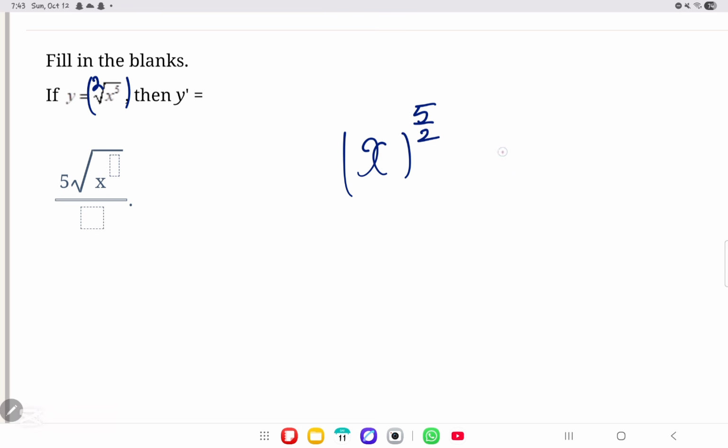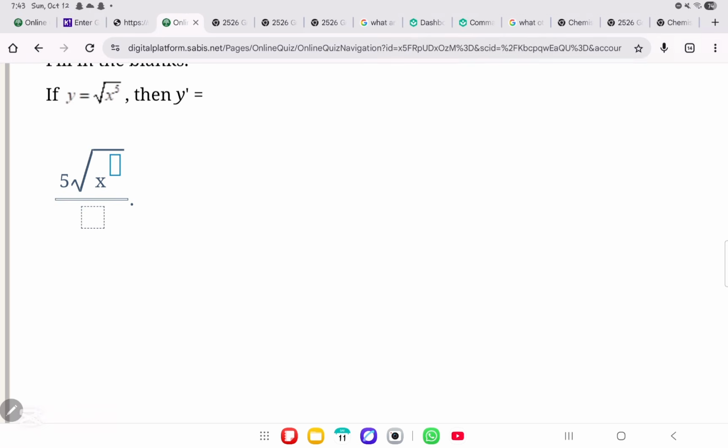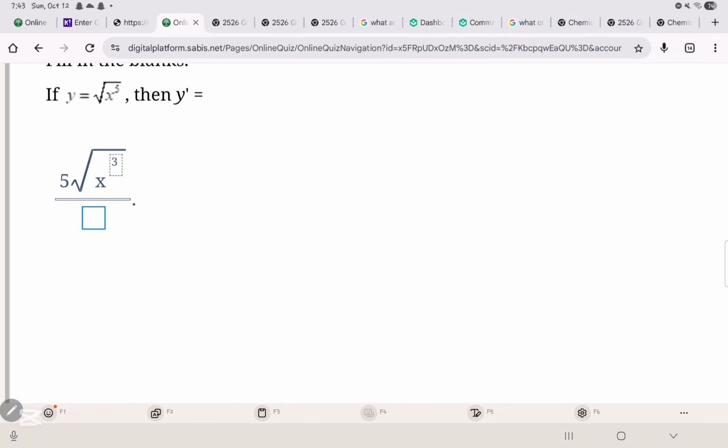We take the derivative now. 5 over 2 times x to the power of, what's 5 over 2 minus 1? x to the power of 3 over 2. So that's very simply gonna be 5 times the square root of x to the power of 3, over 2. Now, of course, you don't put 2 when you're writing radical, because radical initially means 2, or it means the square root. So this is our final answer: 5 x cubed, over 2.